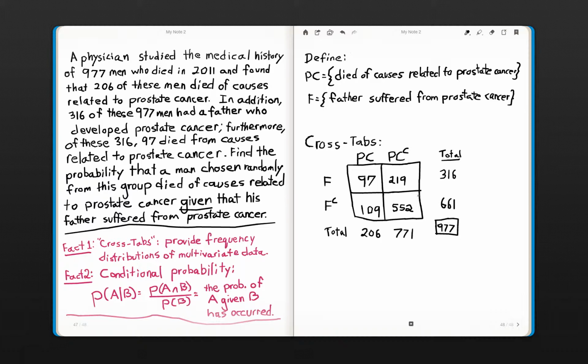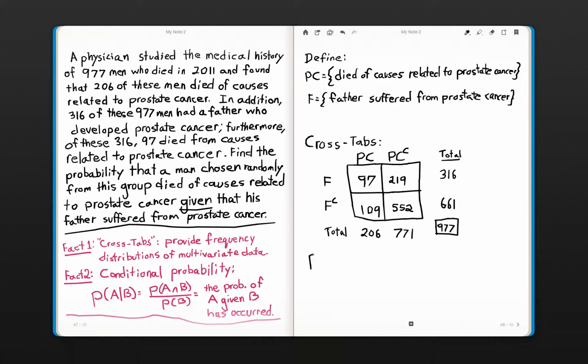Now this is very easily interpreted in that we immediately see, okay, out of the 977 people, 97 of them died of prostate cancer and had a father who suffered from prostate cancer. 219 of those did not die of prostate cancer, but their father suffered from prostate cancer. So there are a lot of questions that can be answered straight from this crosstab. But what the problem is actually asking for is: find the probability that a man chosen from this group died of causes related to prostate cancer, given that his father suffered from prostate cancer.